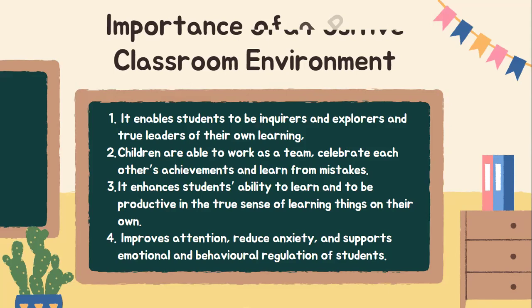children are able to work as a team, celebrate each other's achievements, and learn from mistakes. Now, activity-based lessons create social skills among students when they work in groups or pairs. They learn to work as a team, cooperate with their classmates, celebrate happy moments, such as achievements, and learn from mistakes. Tell your students it's okay if they have made mistakes because important lessons are learned from them.